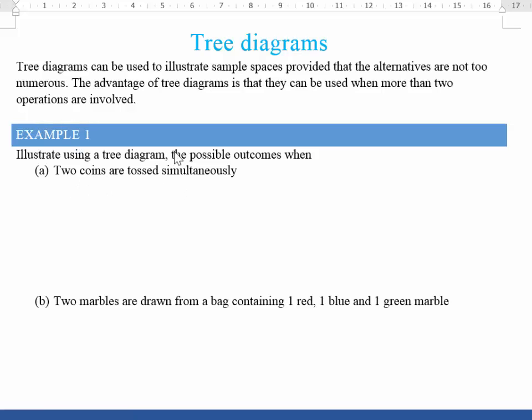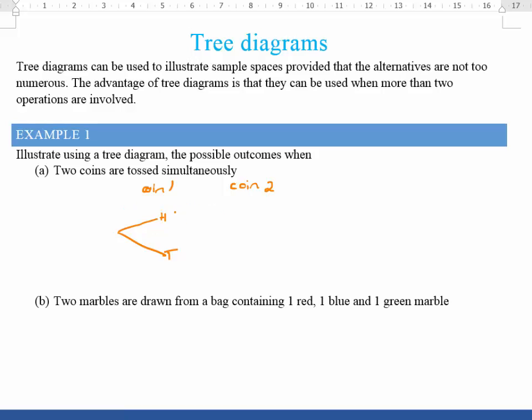Two coins are tossed simultaneously, and we're going to use a tree diagram to show this. So when I think about tree diagrams, you just need to think about the two things that are happening. The first thing is I'm tossing one coin first, so that's the first thing I have to do. If I toss one coin, I can either get a head or I can get a tail. And then I'm going to toss another coin.